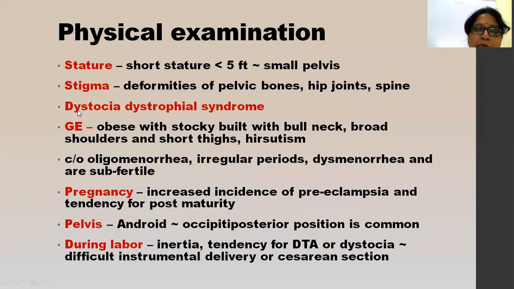Next, there is a syndrome called dystocia dystrophica syndrome. What is this? On general examination, the patient is either obese, with stocky build, with a bull neck, broad shoulders, short thighs, and hirsutism. What is hirsutism? Hirsutism is male pattern of hair in a female. That is when she sports a mustache, or hair on the chin, hair in the midline of the body, over the chest, over the abdomen.